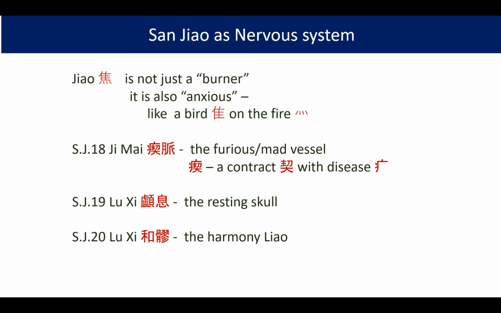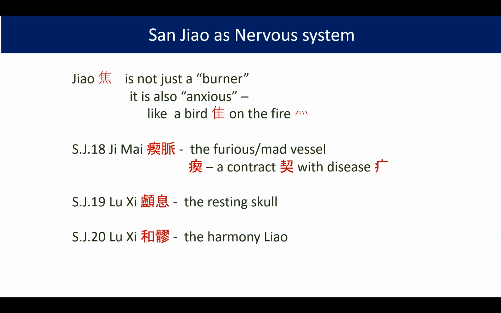Basically, if you break down the character, it's a bird, like Ren 15 has this character, a dove, that is on the fire, meaning the bird is going to be your shish kebab. It's on the fire, it's being roasted. If you were going to be someone's roasted dinner, you would be anxious also, don't you think? So the San Jiao represents to me a way to get into the nervous system.